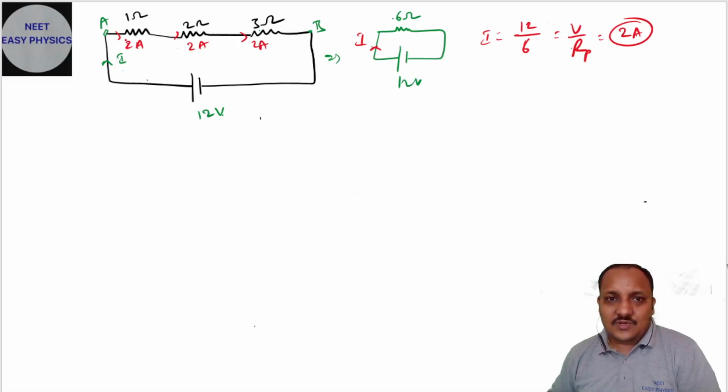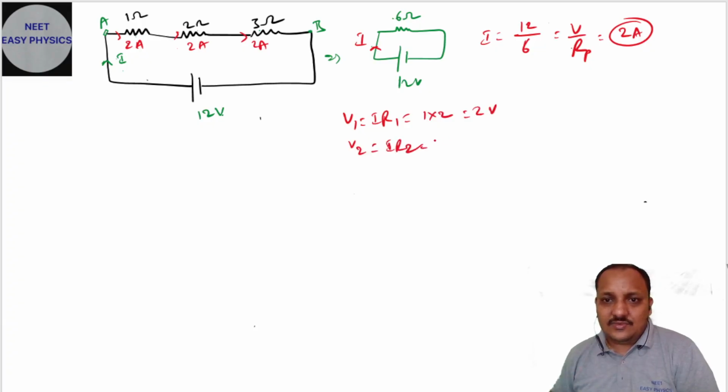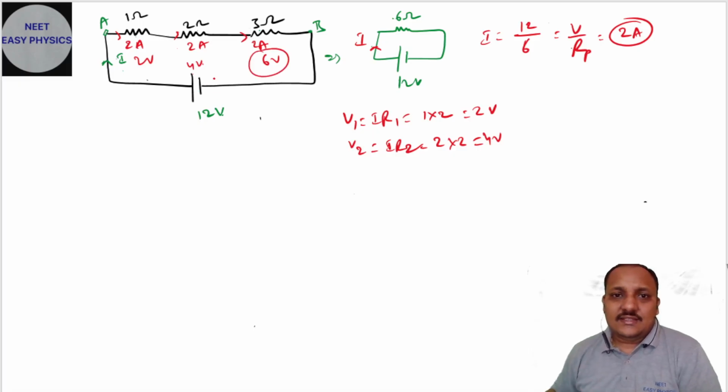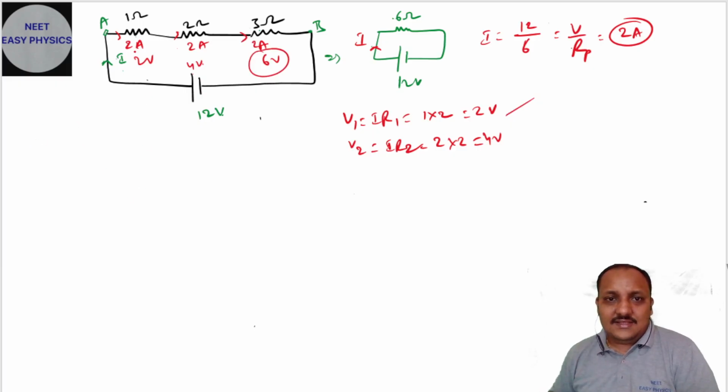Now, what is the voltage across 1 ohm? Voltage across 1 ohm is I into R1. So 1 into 2. Therefore, 2 volts. V2, I into R2. So 2 into 2, 4 volts. So this is 2 volts, this is 4 volts. And what is the remaining? 6 volts. So 3 into 2, 6 volts. Like this, they are going to ask the questions. Next. This is easy because directly we got all the answers by using Ohm's law.